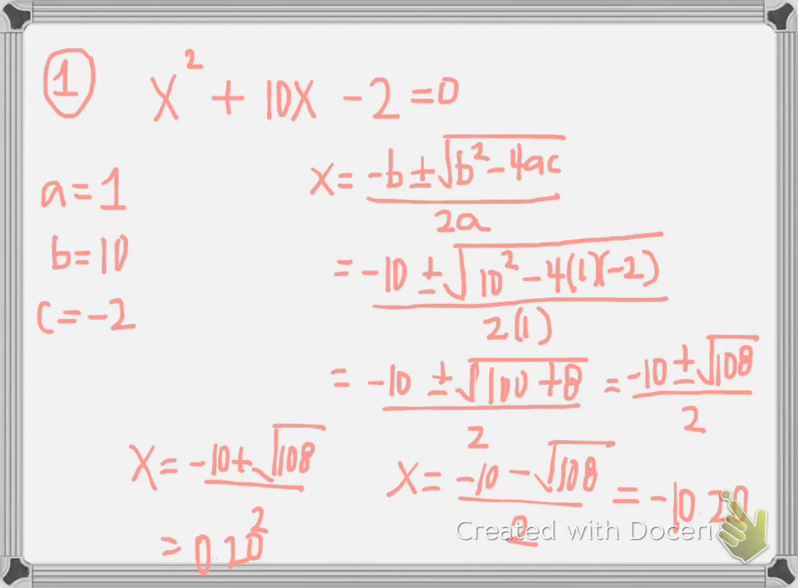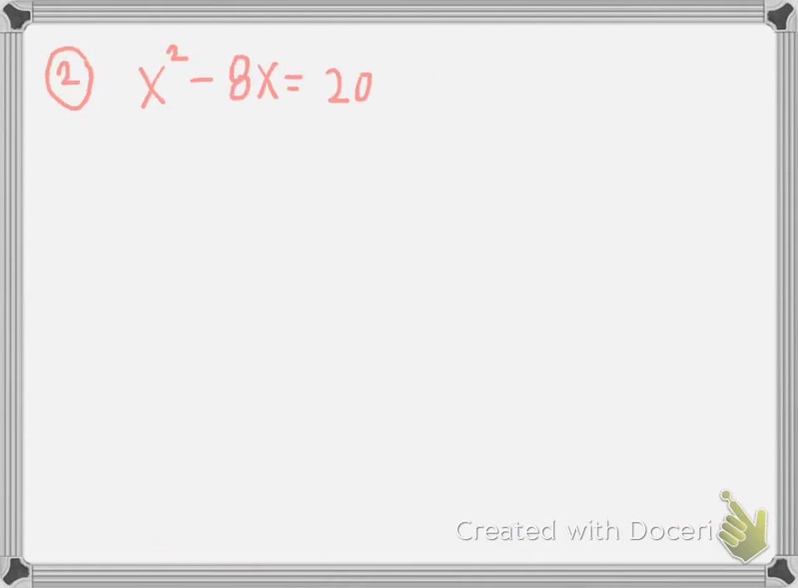Okay. All right, let's do another one here. So here we've got x squared minus 8x equals 20. Well, this isn't in standard form, so I need to move the 20 to the other side. When I move the 20 to the other side, it's going to become a negative, so I'm going to subtract it.